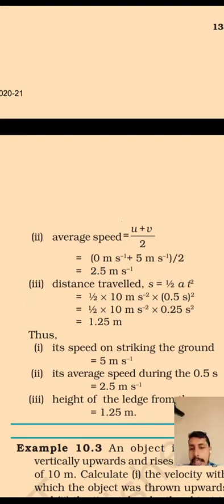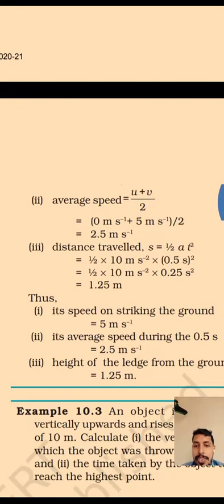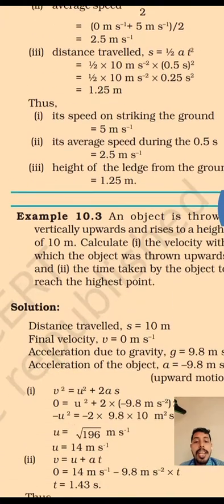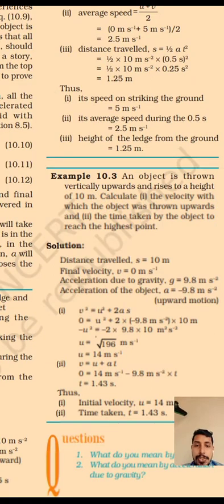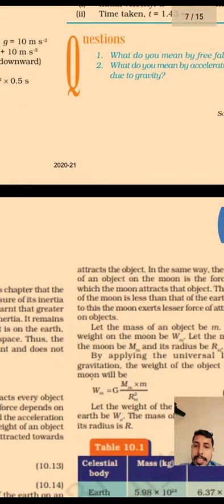So you can rewrite the values. The speed of striking the ground is 5 meter per second. The average speed is 2.5 meter per second. The height of the ledge from the ground is 1.25 meter. You got the answers. Another one is also given here. Just check it, and if you are not understanding, comment on WhatsApp and then we will discuss that.